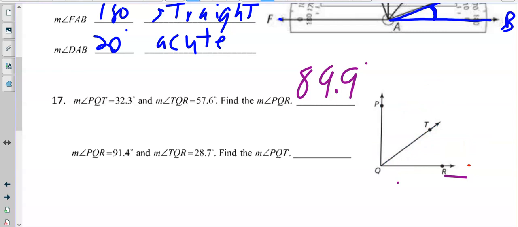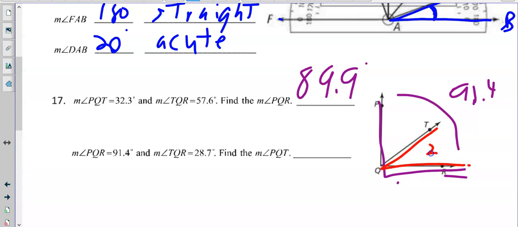It says PQR, which is the entire thing, is 91.4. Again, that's the entire angle. Again, not 90. Then TQR right here is 28.7. And they're wanting us to find PQT. Right there. Well, if the whole thing is 91.4 and this piece down here is 28.7, we subtract to get the other amount, which is 62.7 degrees.